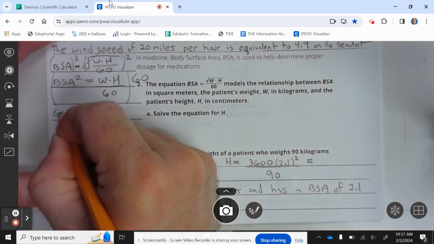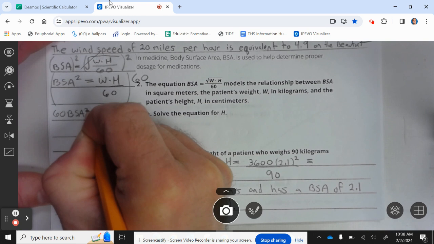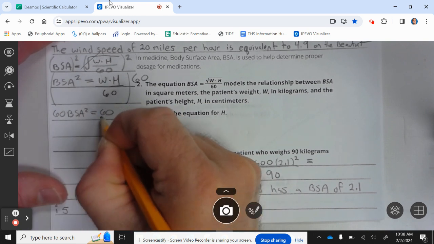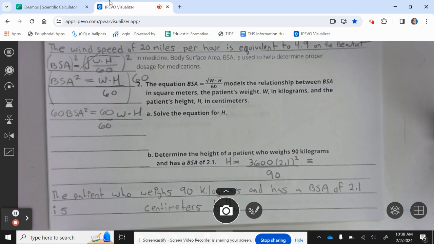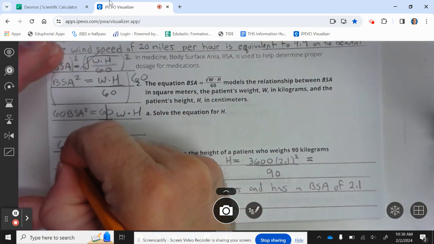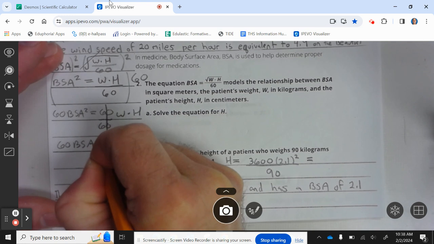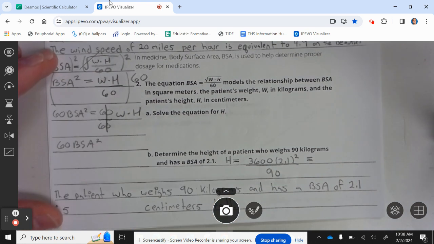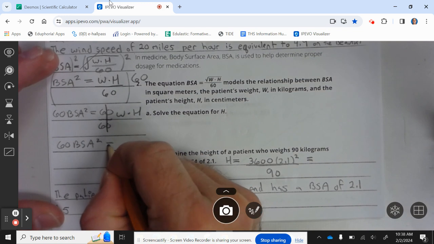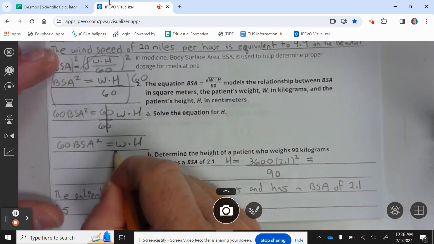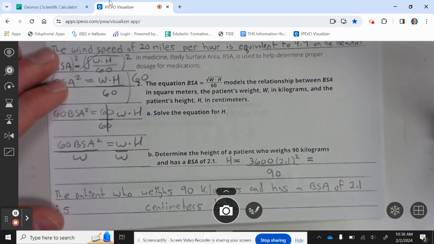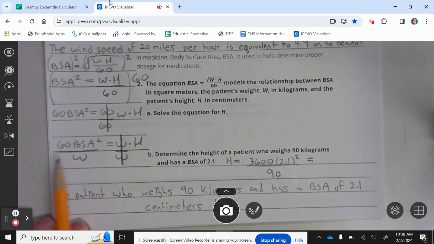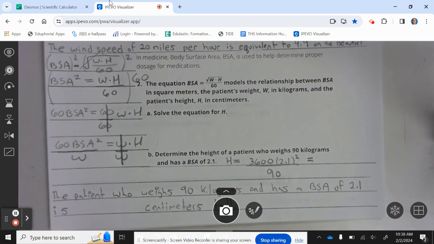So we get 60 BSA squared equals 60 divided by 60 times W times H. Well, 60 divided by 60 is 1, so you're left with 60 BSA squared equals W times H. Divide both sides by W. So H equals 60 times BSA squared divided by W.